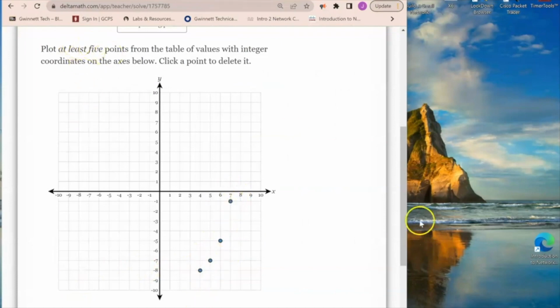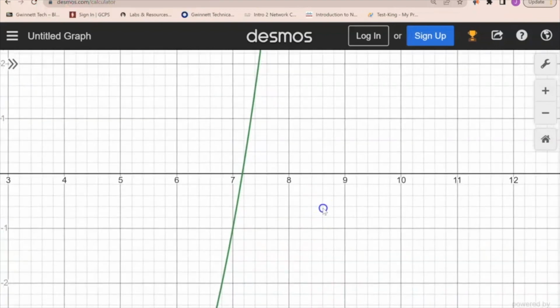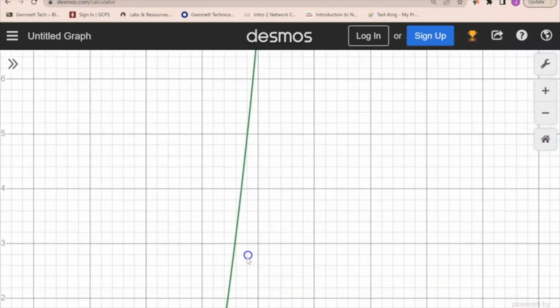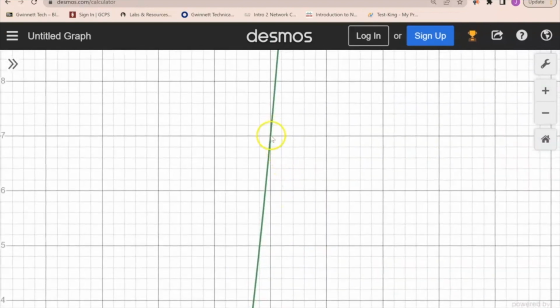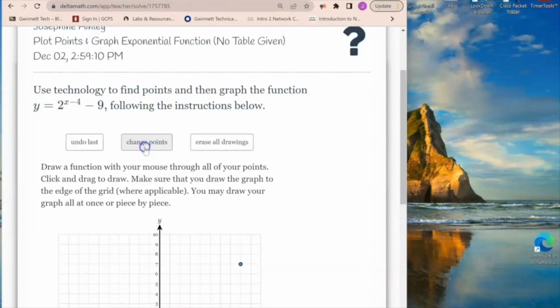I need 5. So I'm going to do it one more time. I'm just going to move my graph over. So that's not a corner. That's not a corner. Keep going. Oop, there's my corner right there. So what's this corner? 8, 7. So now, because I'm on the positive side, 8 is over here and 7 is over here. So 8, 7 is my last point. Okay, so those are my points. I say done plotting points.